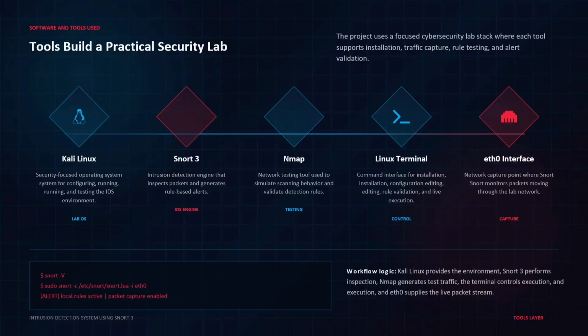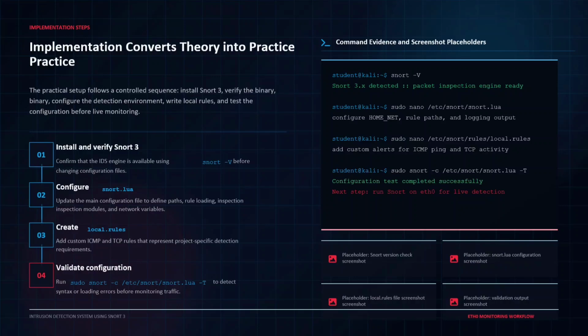The tools we will need for the practical will be Kali Linux, Snort 3, Nmap, Linux terminal, and the eth0 interface or Metasploitable 2. So let us start with verifying and installing Snort 3. To install Snort 3, the following steps are on your screen. So snort -V, we will be checking whether your Snort 3 has been installed successfully.